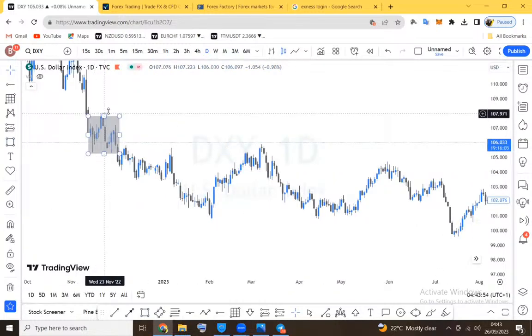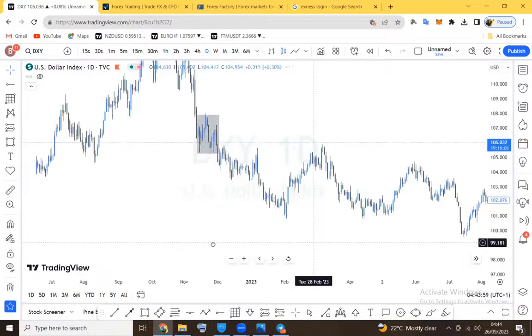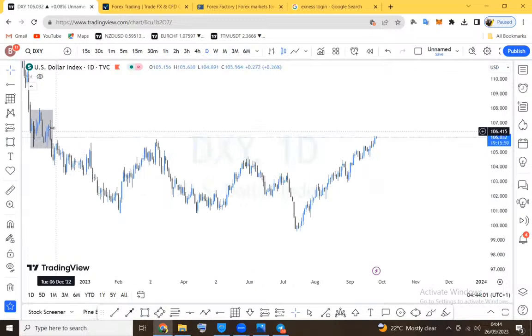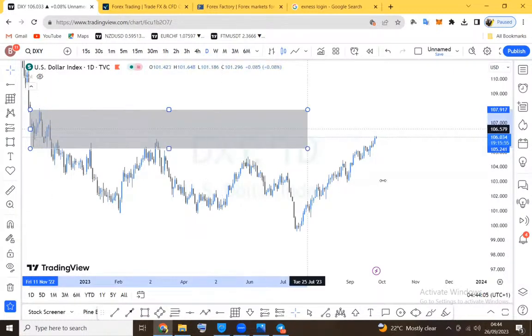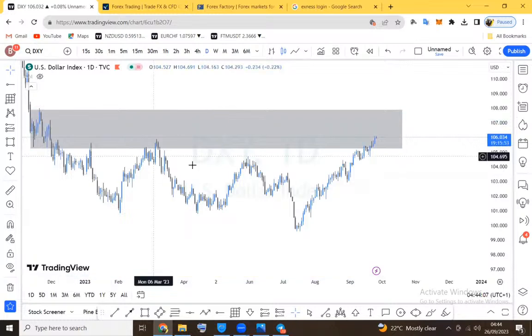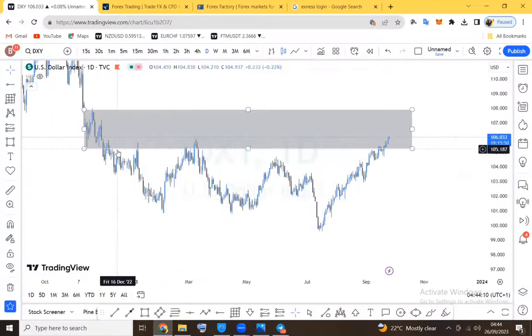If you look at it quite well, this was an area where we had some institutional execution, and the market has significantly reacted on this area for some time already. The market reacted within this area a number of times. So we had the market reacting in this area 1, 2, and this is the third time price is coming back to that area.